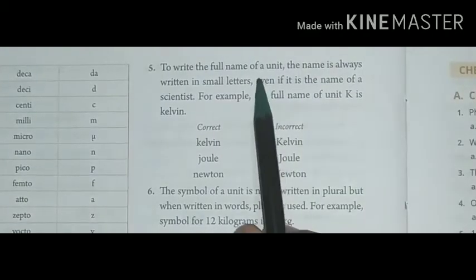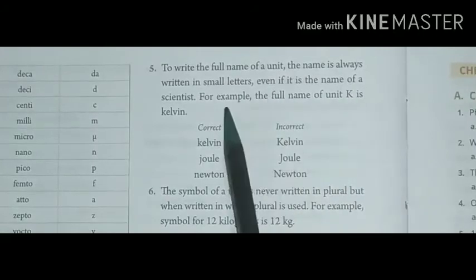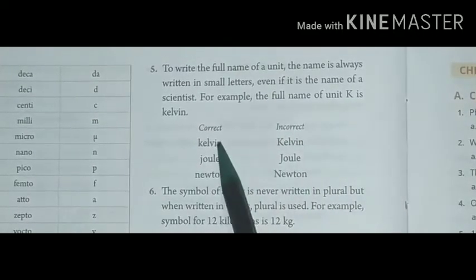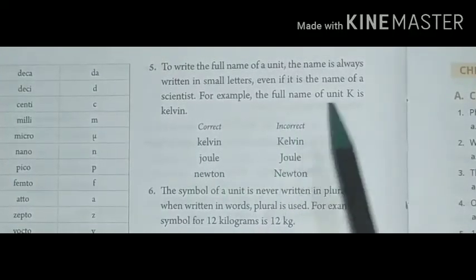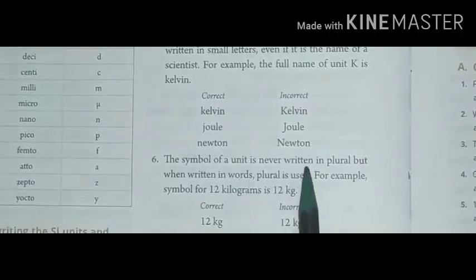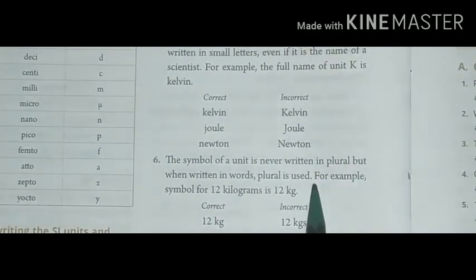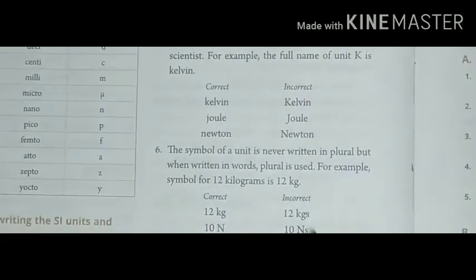To write the full name of a unit, the name is always written in small letters, even the name of a scientist. The correct way is kelvin, joule and newton. Incorrect is Kelvin, Joule and Newton. Don't write in capital letters. The symbol of a unit is never written in plural, but when written in words, plural is used. For example, the symbol for 12 kilograms is 12 kg.